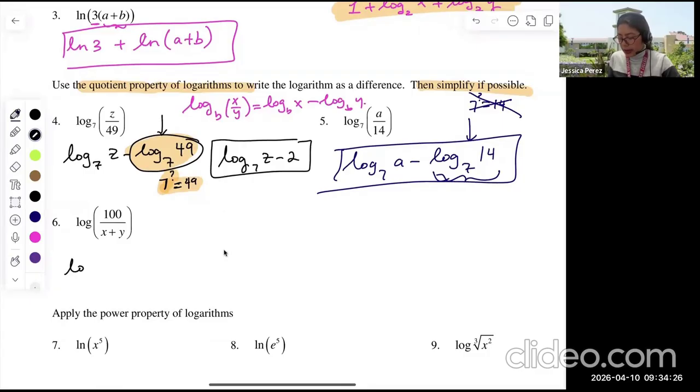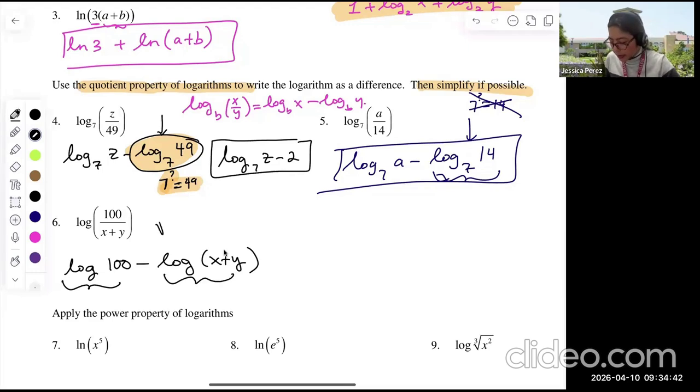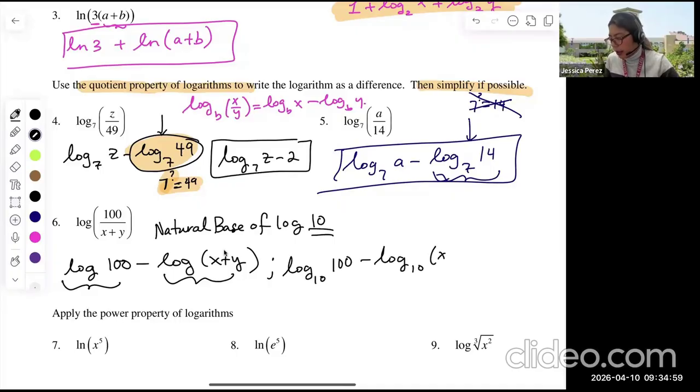I have log of 10, log of 100 minus log of x plus y. See, remember, this one doesn't have a base. Now be careful, because if you don't see a base, the natural base of a log is actually 10. So in reality, this is log base 10 of 100 minus log base 10 of x plus y.